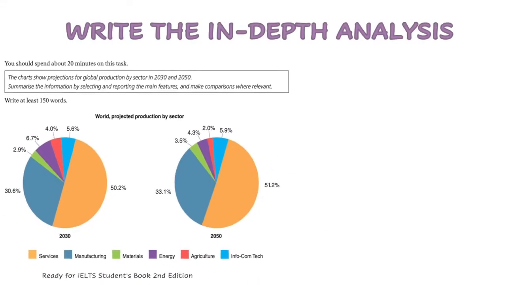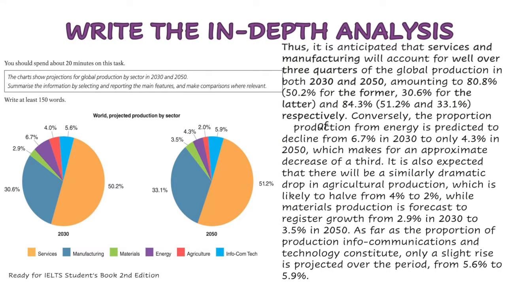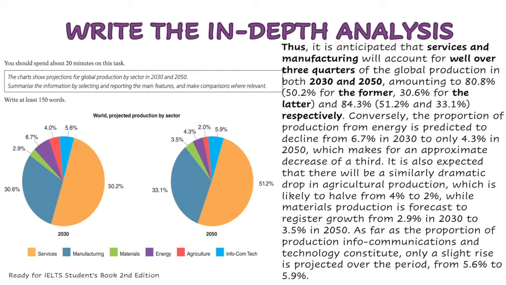All right, so the in-depth analysis will have to come in now and support the general observations that I've made with more detailed comparisons and quotations of the percentages themselves. Thus, it is anticipated that services and manufacturing will account for well over 3/4 of the global production in both 2030 and 2050, amounting to 80.8%, 50.2% for the former, 30.6% for the latter, and 84.3%, 51.2%, and 33.1%, respectively.